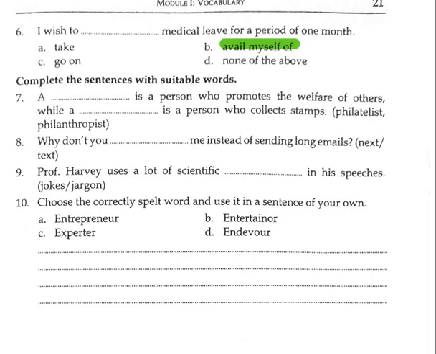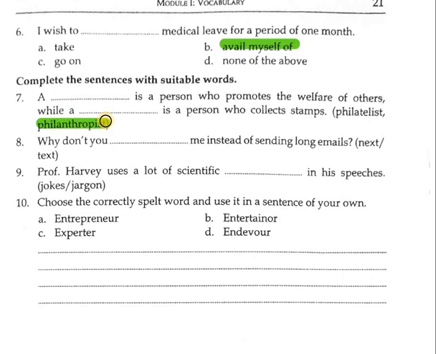Now, moving on to the next set of questions. Complete the sentence with suitable words. A dash is a person who promotes the welfare of others, while a dash is a person who collects stamps. Now, a person who promotes the welfare of others is a philanthropist. Phil means love. Anthropos means man. Philanthropist means a person who loves mankind or who promotes the welfare of others.